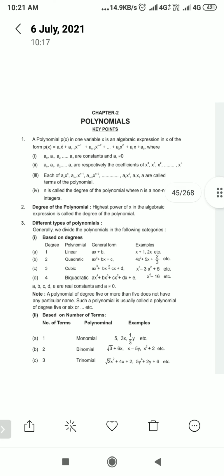Next, a_0, a_1, a_2 are respectively the coefficients of x raised to the power 0, x raised to the power 1 and x raised to the power 2. For example, class, you are having a polynomial 2x raised to the power 4 plus 3x raised to the power 3 plus 4x raised to the power 2.